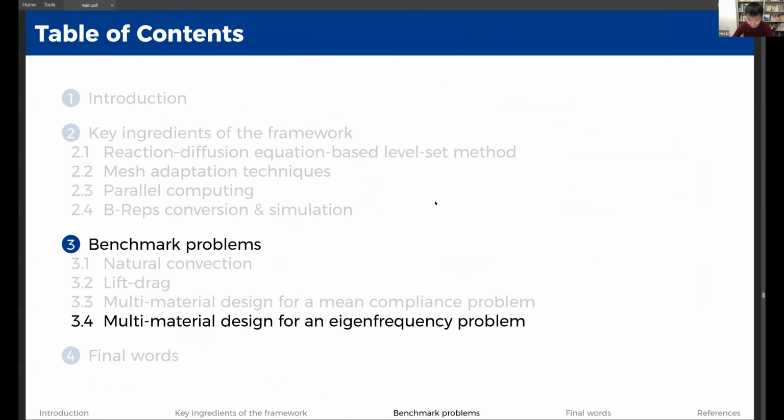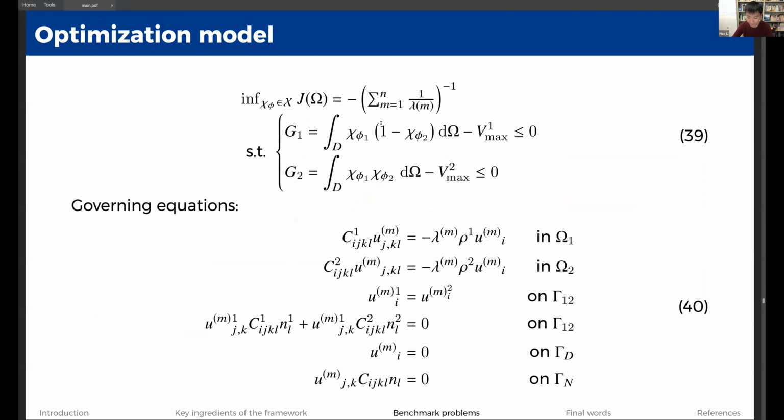Okay. So finally, the last benchmark is an eigenvalue problem. The objective here is to maximize the harmonic mean, in which lambda m is the nth eigenvalue. Similarly, we have a volume constraint for each material phase. And here are the linear eigenvalue problem governing equations.